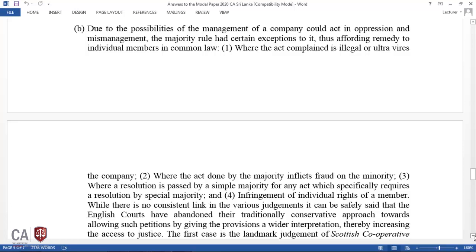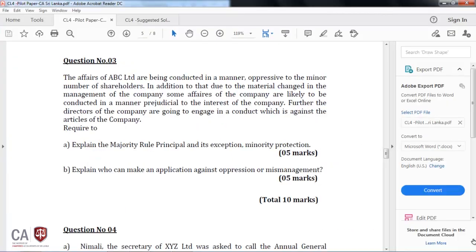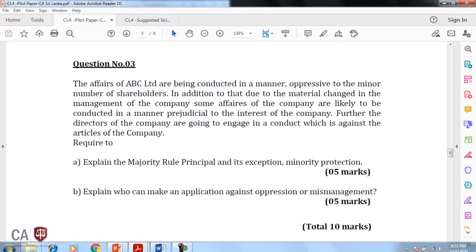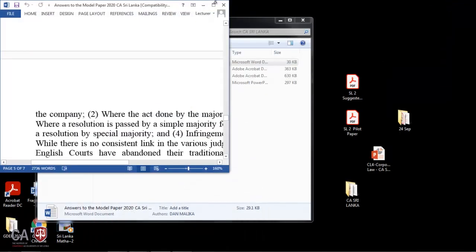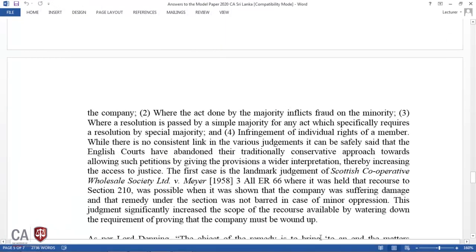that is why I have laid some of my justification on the English law. The first case is the landmark judgment of Scottish Cooperative Wholesale Society Limited versus Meyer, where it was held that recourse to section 210 of the English Companies Act at that time was possible when it was shown that the company was suffering damage and that the remedy under the section was not barred in case of minority oppression. This judgment significantly increased the scope of the recourse available by watering down the requirement of proving that the company must be wound up.